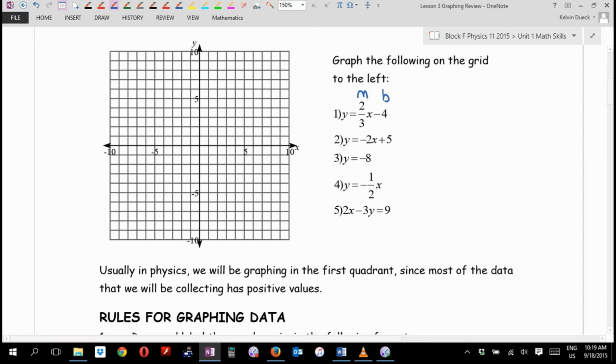Although we tend to write it this way, y equals slope x plus b, when you're graphing it, you do the b first, the y-intercept. The y-intercept here is negative 1, 2, 3, 4, right there. I would put a dot right there.